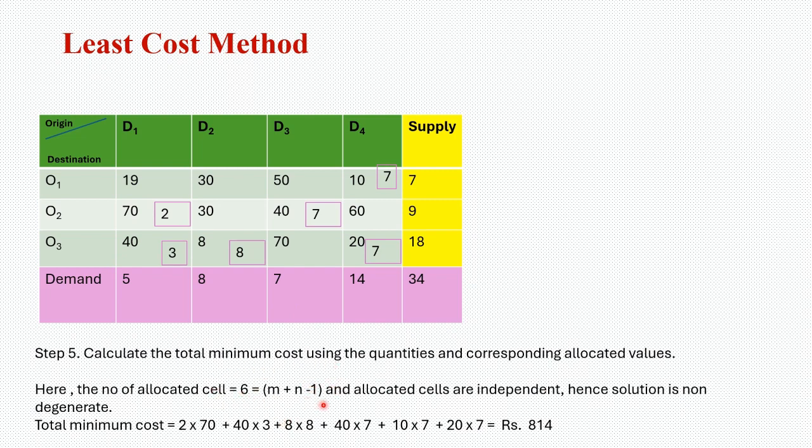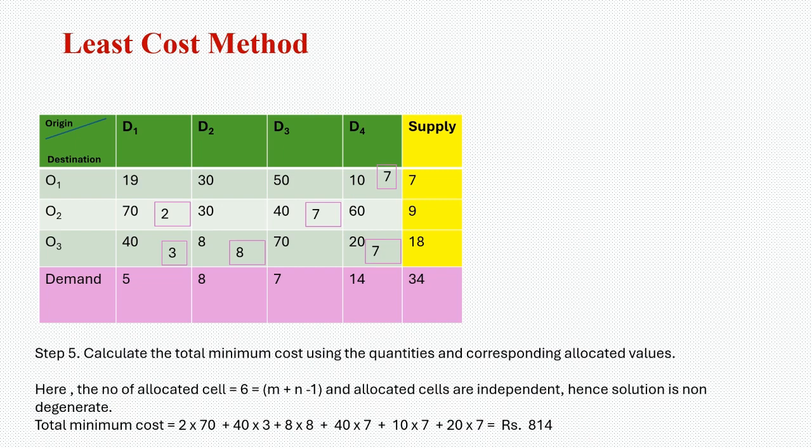Total minimum cost is equal to 2 times 70 plus 40 times 3 plus 8 times 8 plus 40 times 7 plus 10 times 7 plus 20 times 7, which is equal to Rs. 814. Let us understand how to solve unbalanced transportation problems.